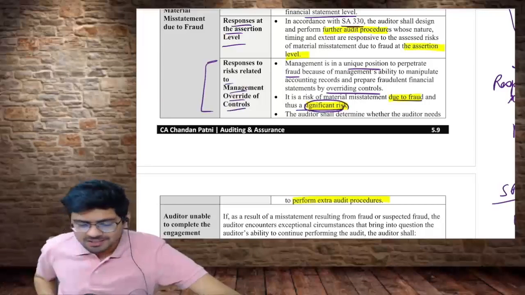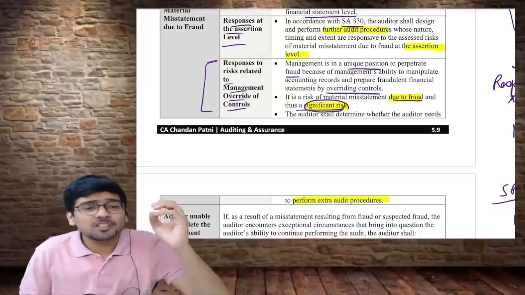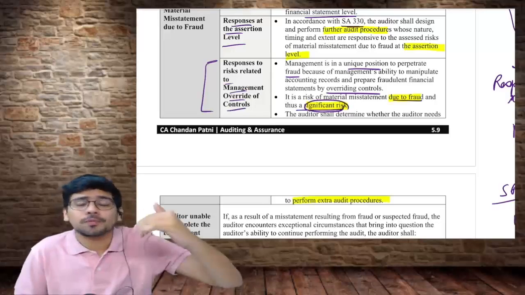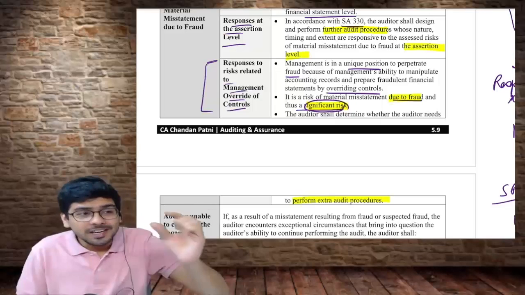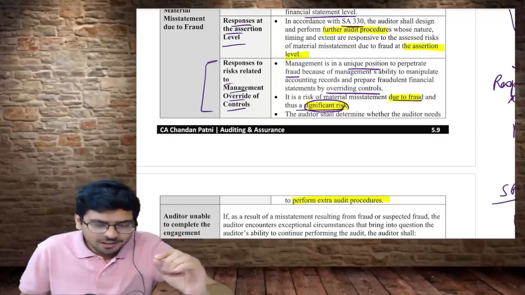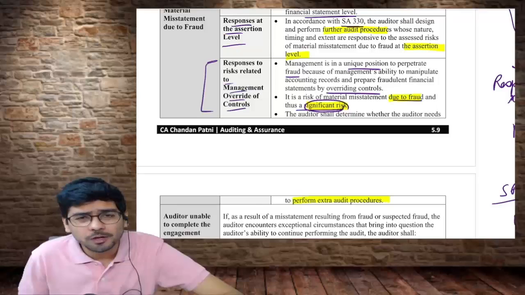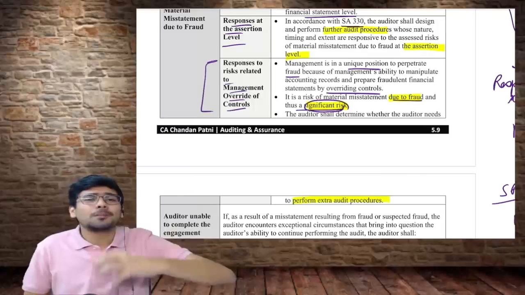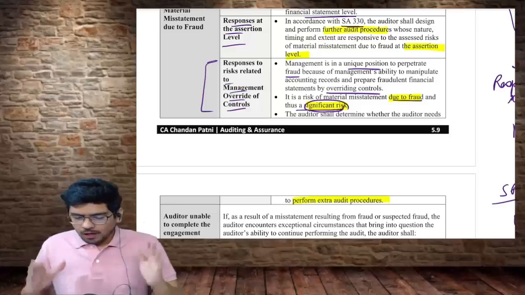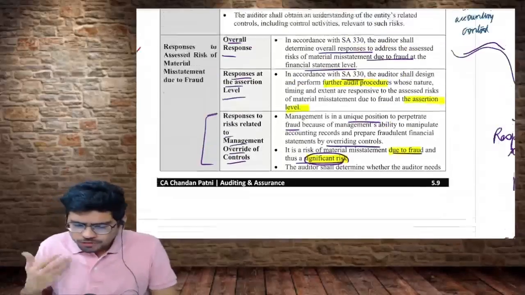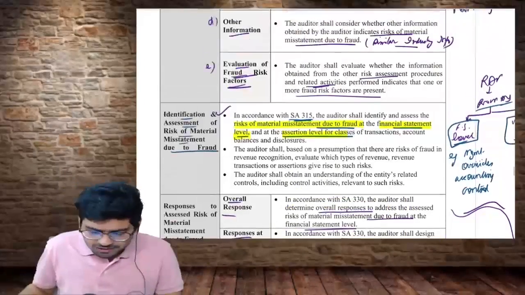So the auditor will assess that whenever there are chances of misstatement due to the fact that management has overridden the controls, he needs to see whether it is a significant risk, and obviously it is going to be a significant risk because of fraud, and he needs to apply special audit procedures, special audit consideration. That's it. We are almost done, we are marching towards the end of the standard.